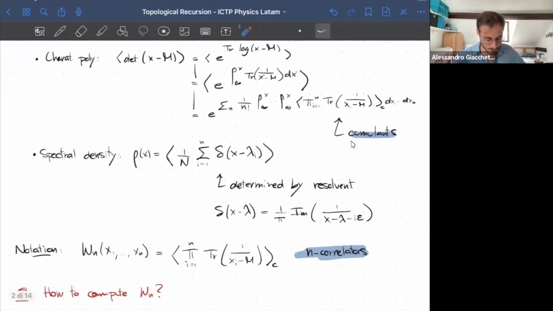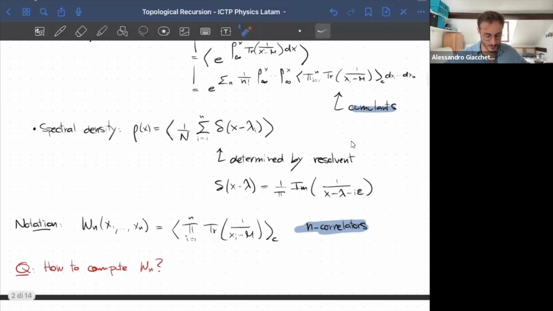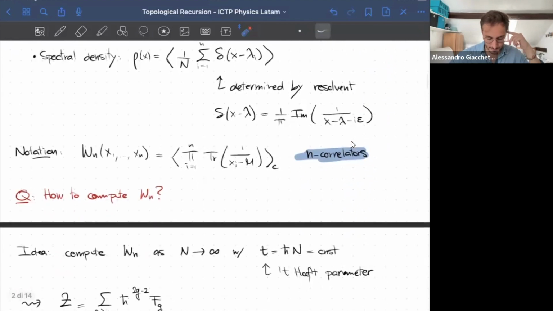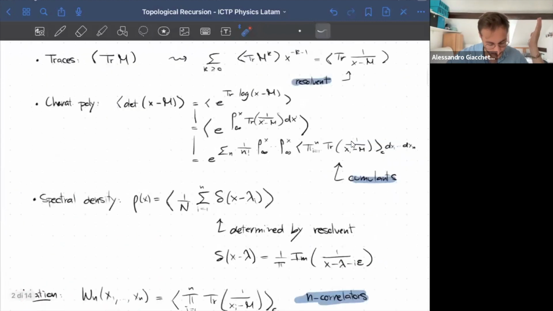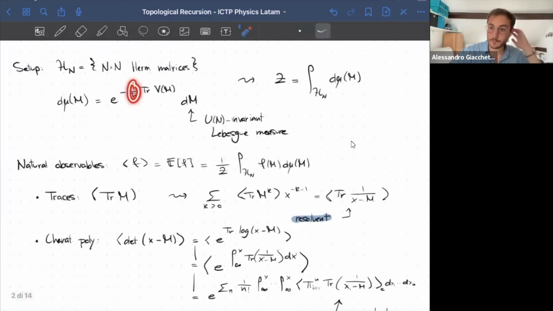So the main question now is, how do we compute these n-point correlators, right? And here we can try to follow 't Hooft and say, let's try to compute these n-point correlators in the large N limit, when, let's say, N times ħ is fixed to be a constant. This is sometimes called the 't Hooft parameter. And I recall here N is the size of the matrices, and ħ is this parameter that appears in the potential here, right?